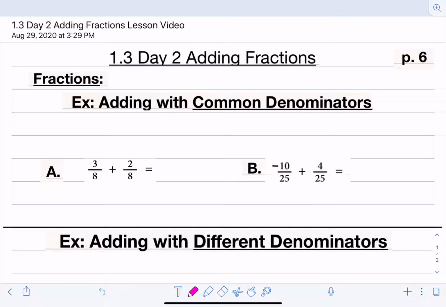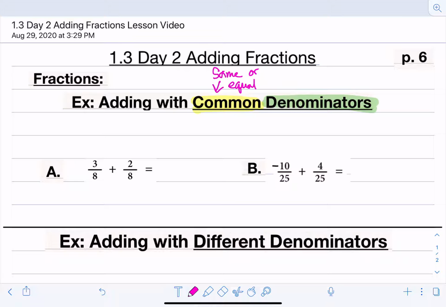Okay, well, if we don't know what words mean, we're not going to know how to answer the problem. So, it's important to first figure out what the words are. So, common in this case means the same or equal.